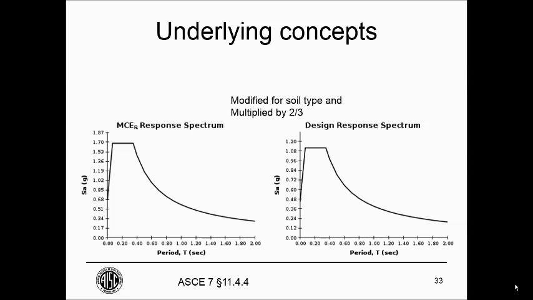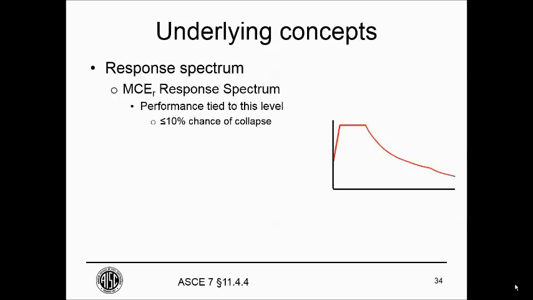All right, so if you go to the USGS website and enter in your data, it will give you a response spectrum for MC sub R, and it will give you the modification based on the soil type you've entered, and it will also multiply by 2/3 and give you this so-called design response spectrum. You still have to deal with the R factor to get your design base shear and determine what your period is. So let's talk about that for just a moment.